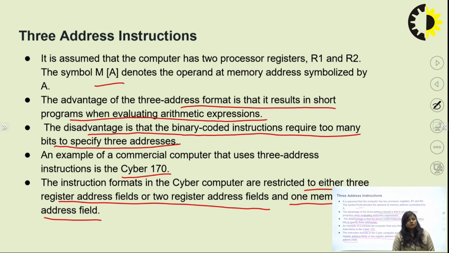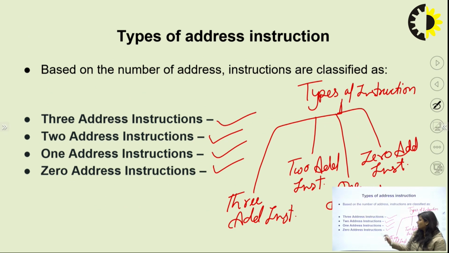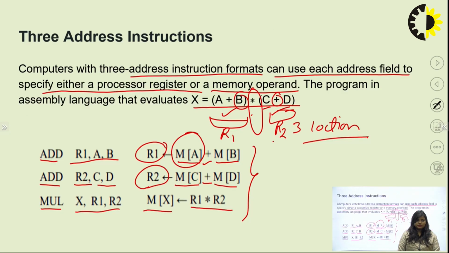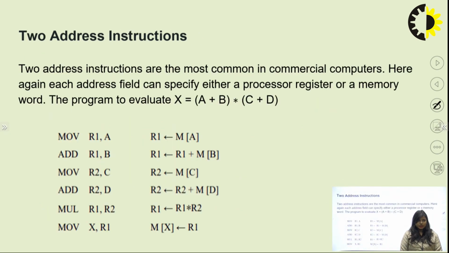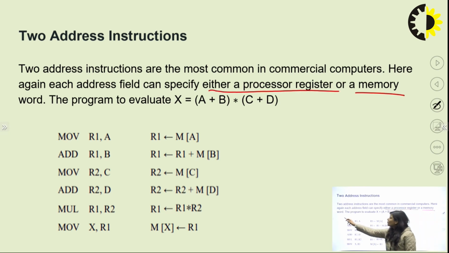Okay, I hope you have understood the 3 address instruction in detail. So next, having completed this, we are now going towards the 2 address instruction. Let's study. 2 address instructions are the most common in commercial computers. Here again, each address field can specify either a processor register or a memory word.